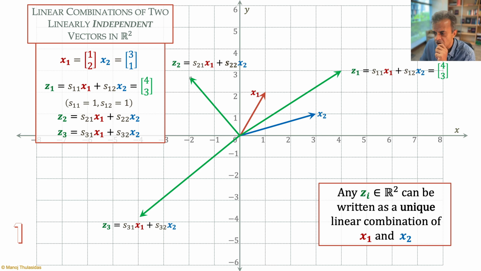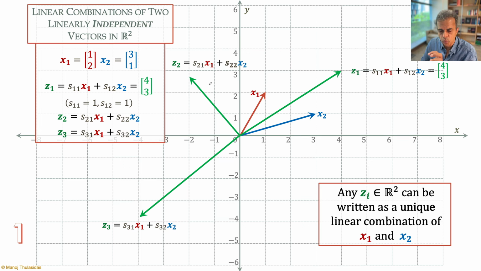The point is, given any green vector at all in R2, you can always find some scaling factors sn1 and sn2 that will scale x1 and x2 so that you get that particular vector. This is what we will mean later by saying that x1 and x2 span the vector space of R2.